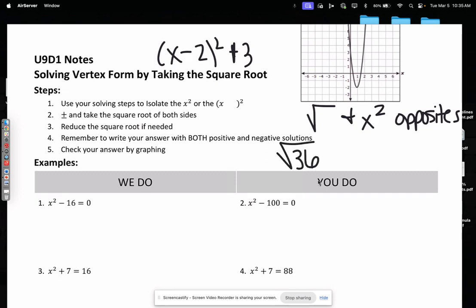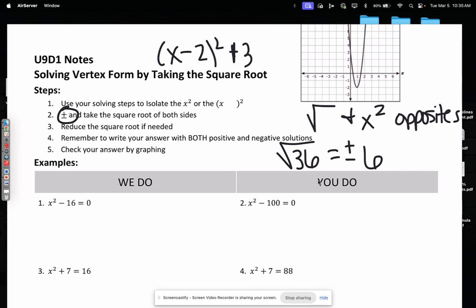The other thing I want you to keep in mind is, if I have the square root of 36, we're looking for what times itself is 36. Well, 6. But for algebra, a positive 6 times a positive 6 is 36, but also a negative 6 times a negative 6 is a positive 36. So we write this plus-minus sign to show that it is a positive number and a negative number.